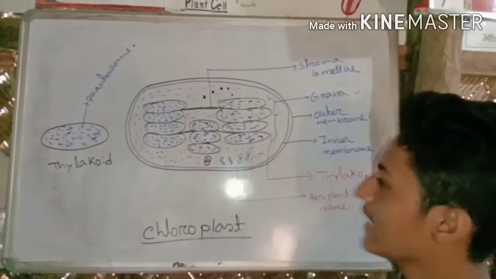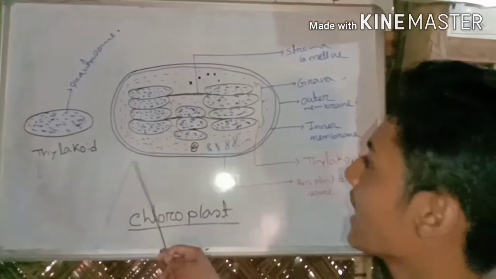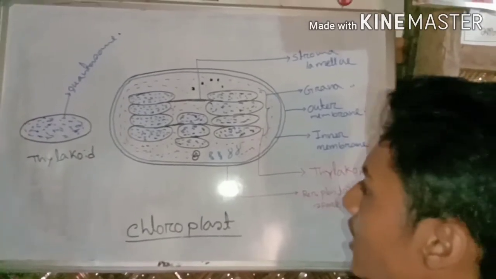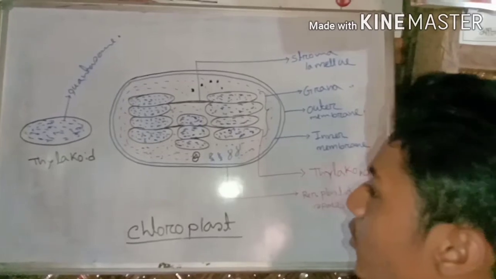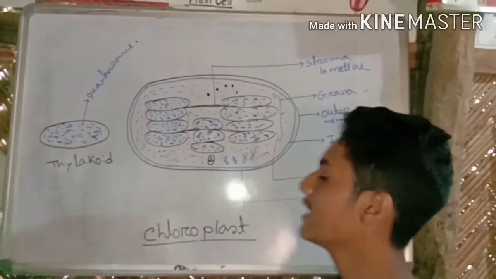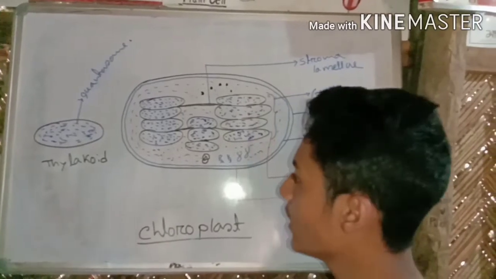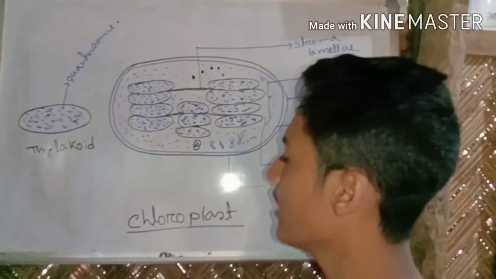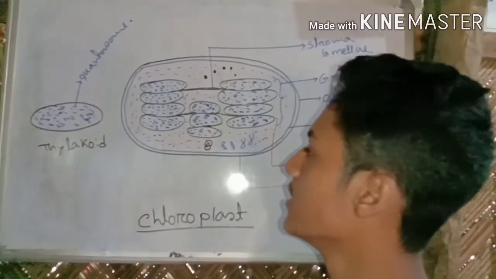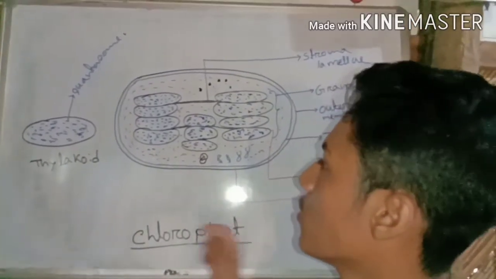Then when we move aside, we come to the thylakoid. What is thylakoid? We knew that it is a plate-like structure which is single membranous, but we will move to its inner side. In the inner side, it is filled by fluid which contains 250 to 300 different types of pigments which act as a unit of photosynthesis, known as quantasome.